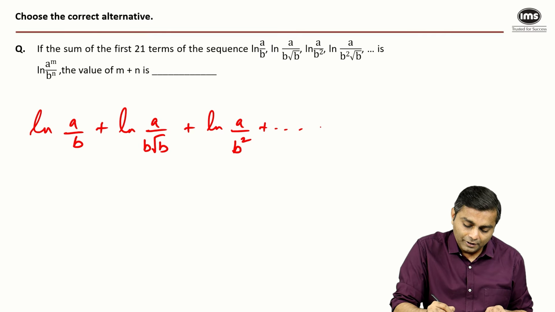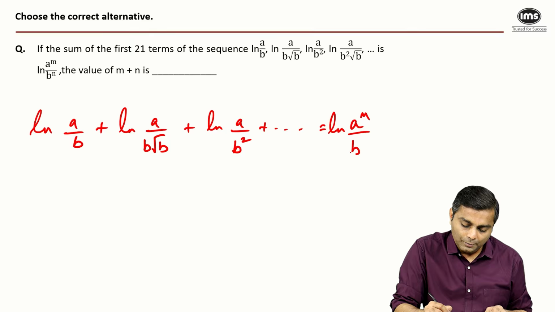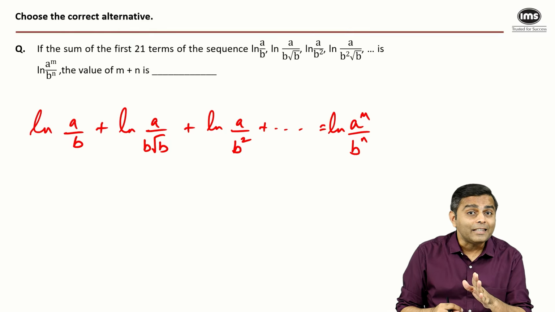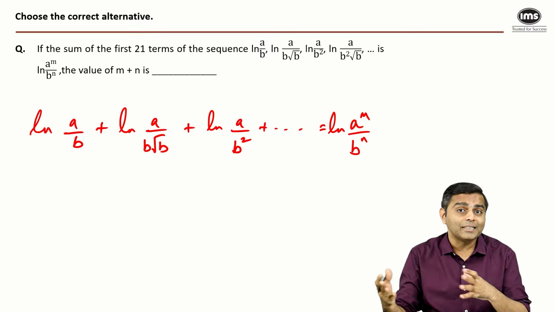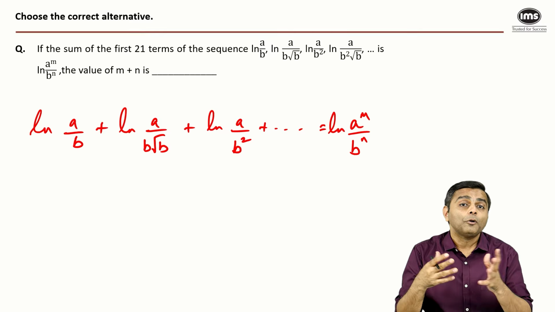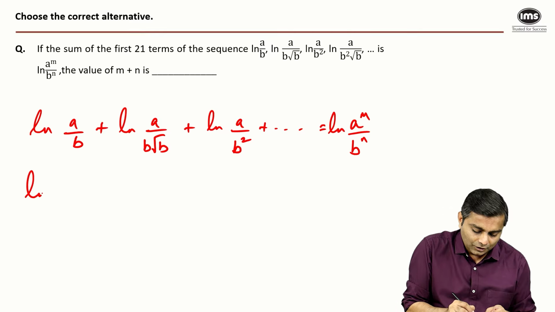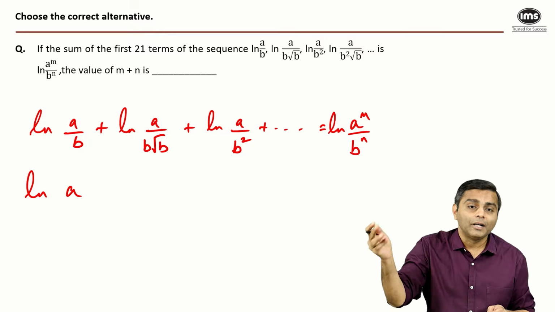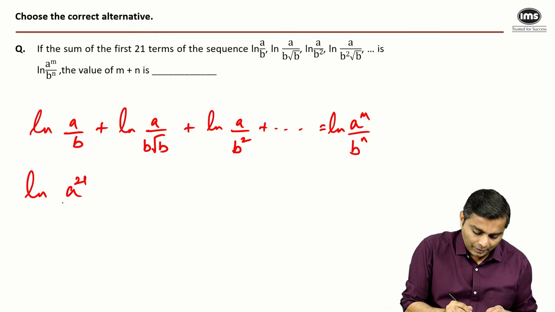Okay, the addition is given to be A raised to M upon B raised to N. All the bases are the same, so the logs are added with the same base. You will be able to multiply everybody, which means natural log of A times A times A times A, 20, how many? 21 terms. So this straight away becomes A raised to 21.